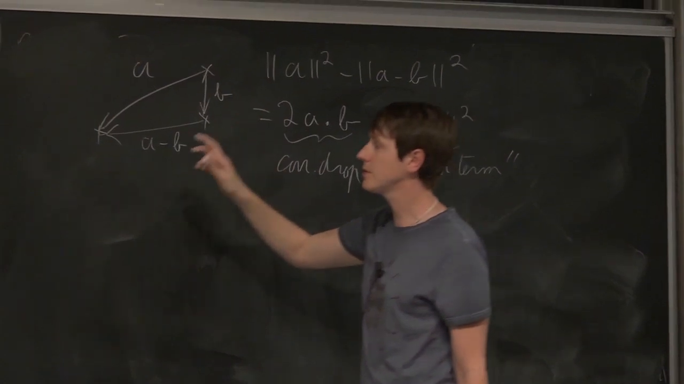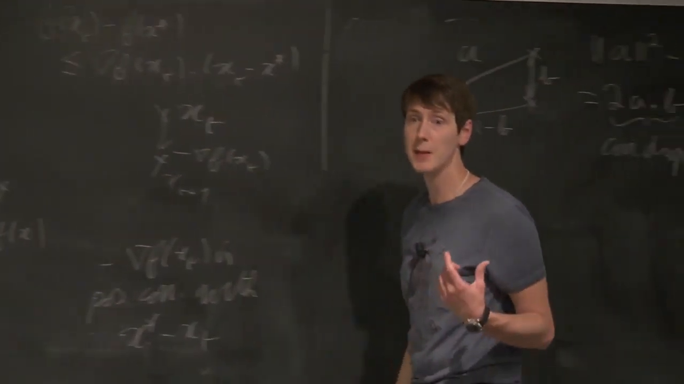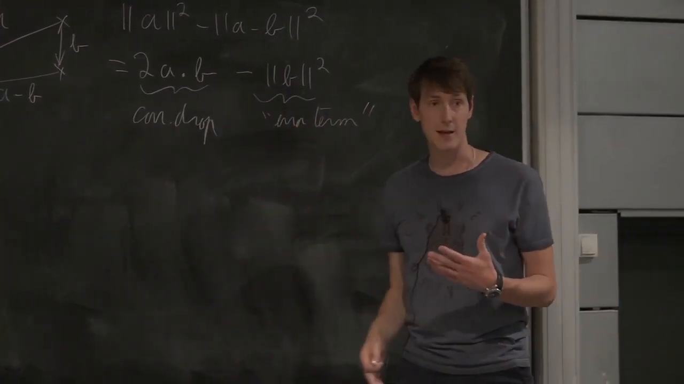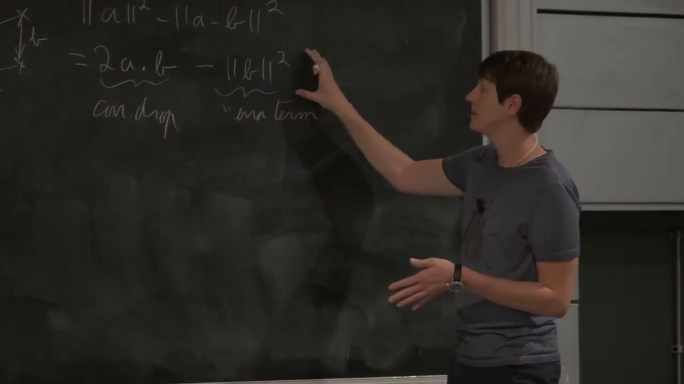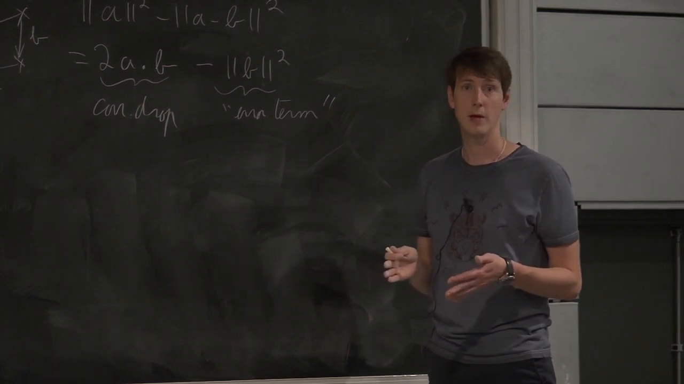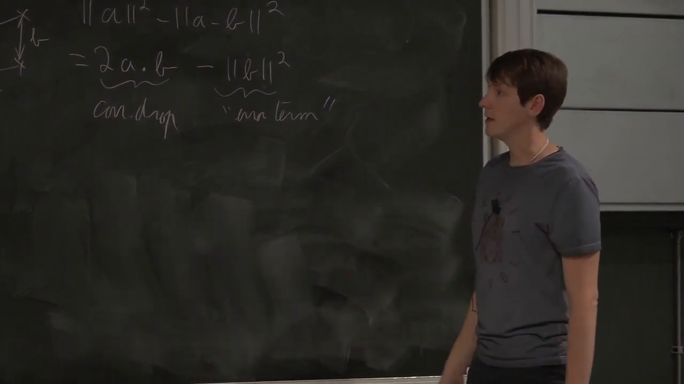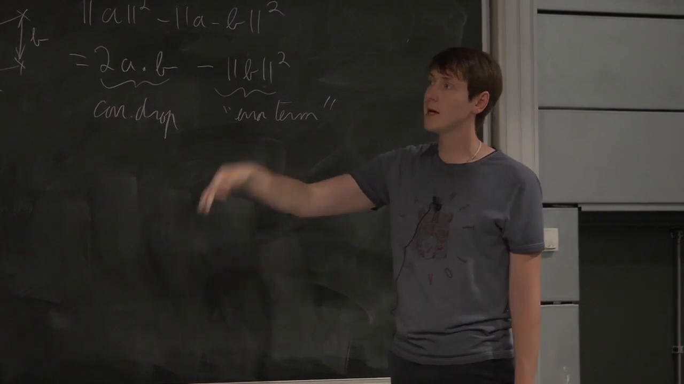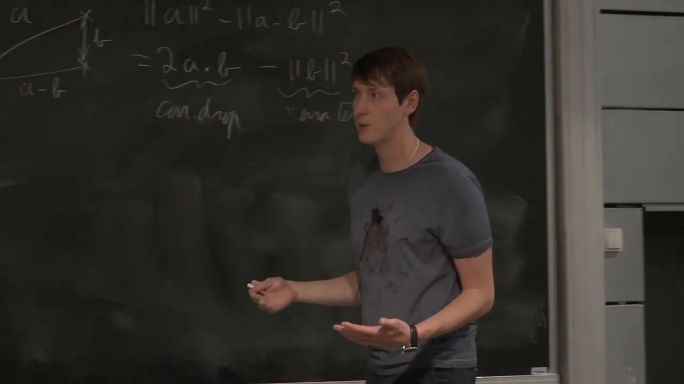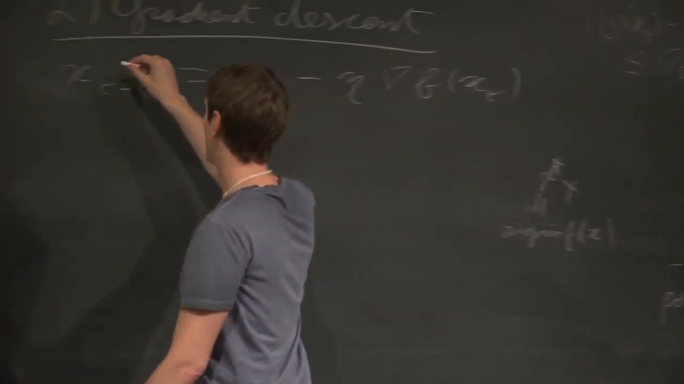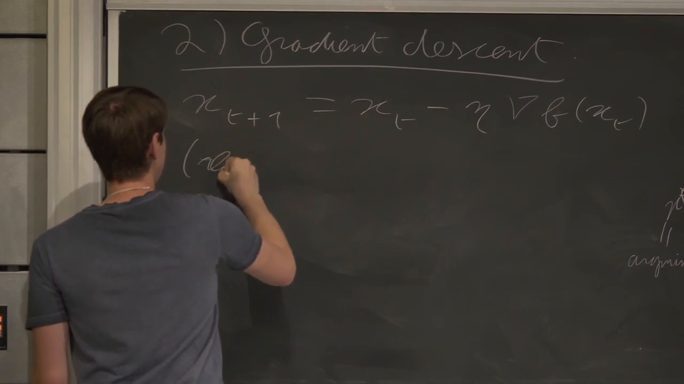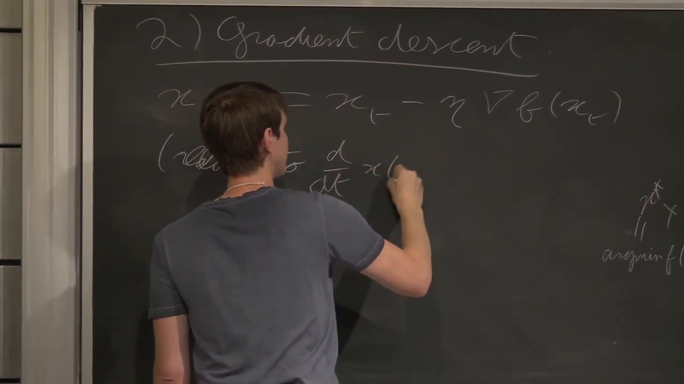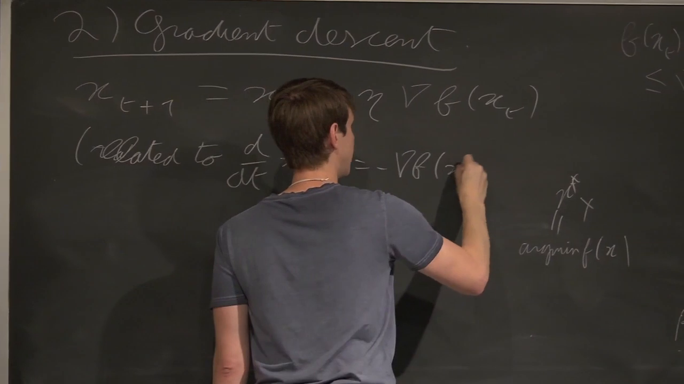Think that B is going to be eta times the gradient. It's going to be a step size times the gradient. So this is of order eta squared, whereas this is of order eta. So if I make my step size smaller and smaller, this second order term gets smaller and smaller. And what I'm going to do eventually in the second hour, when I tell you about mirror descent, because things are a bit more complicated for mirror descent, I'm going to take eta all the way to zero. So I'm going to look at the continuous time equation, which is related to the gradient flow. So d over dt of x of t is minus grad f of x of t.